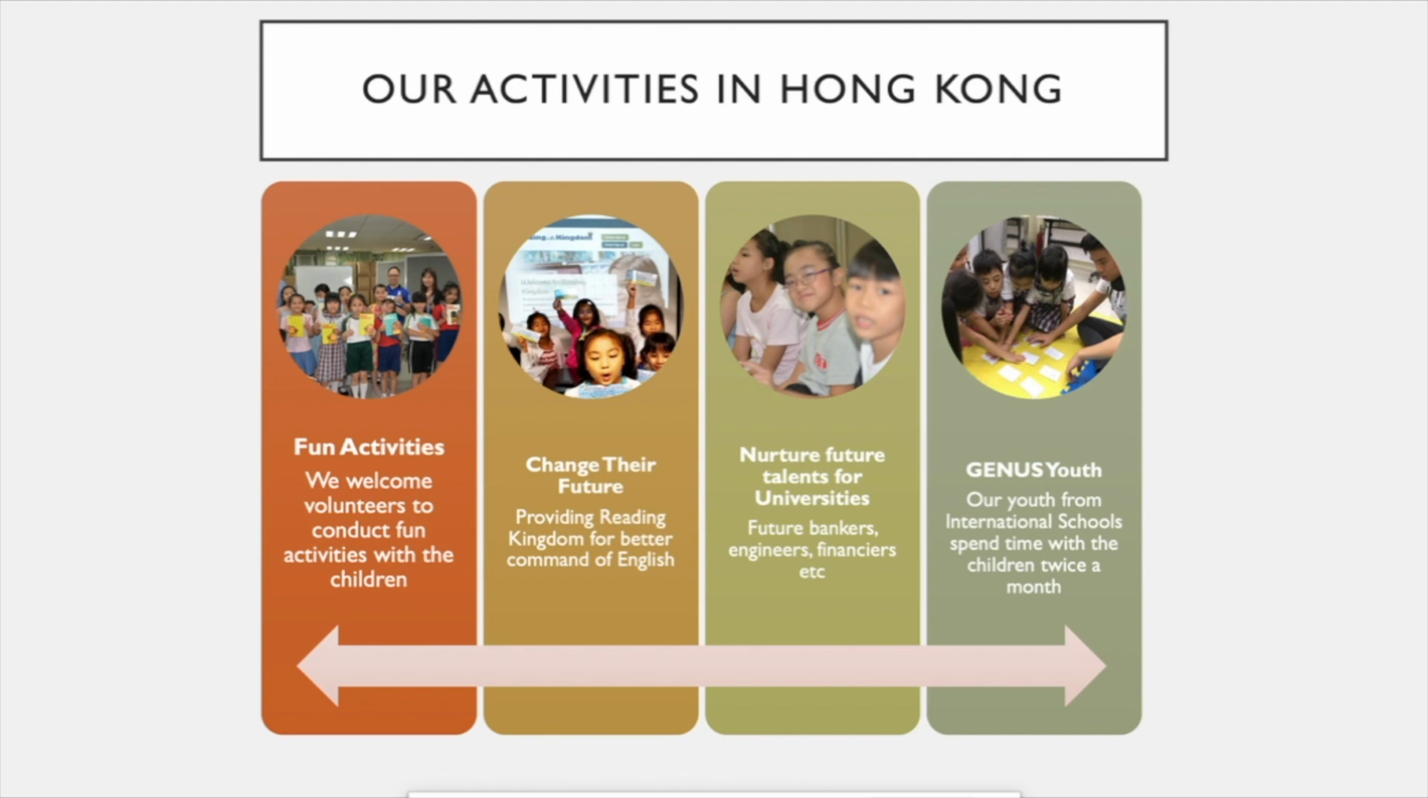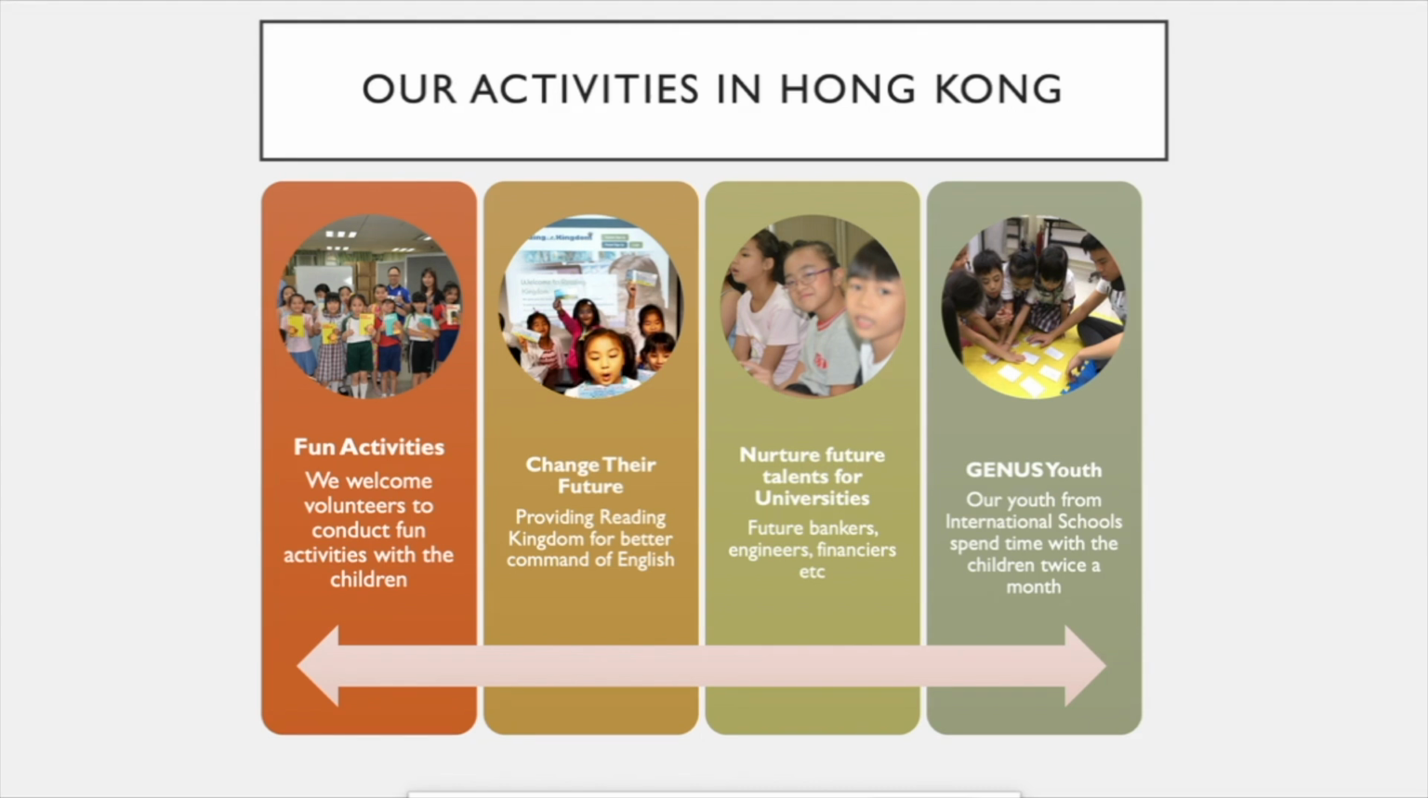And of course, we also run this thing called Genius Youth, where youth from international schools, from better schools, have a better command of English. Elder brothers and sisters, teenagers, come as volunteers to play with them on a Saturday. And I can tell you, twice a month, these international students come when they volunteer. And these children look forward to meeting these elder brothers and sisters, where they play games together in English, of course, and they learn together, and they have fun together. And I think that was another one of the highlights of the program.